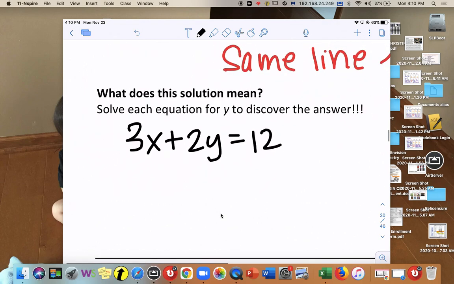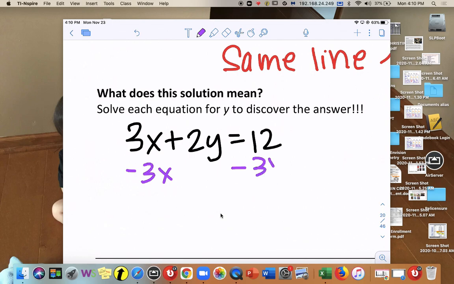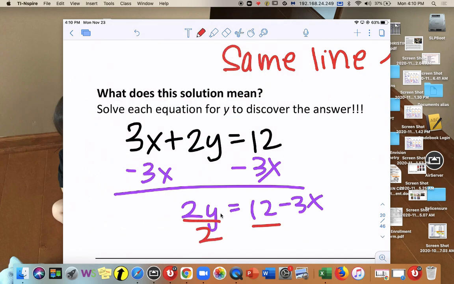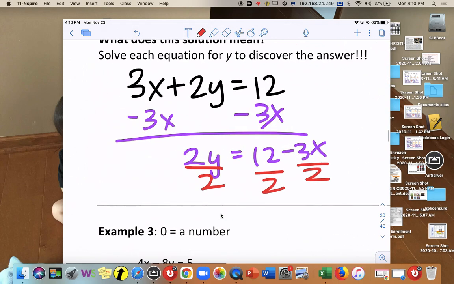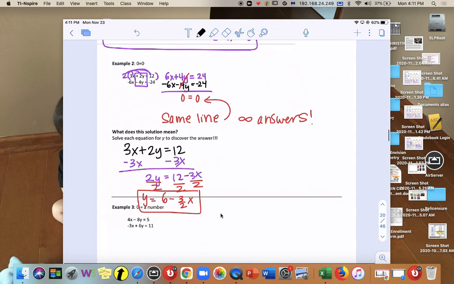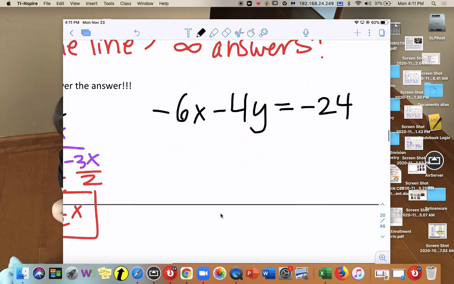So first I'll take this top equation. I'm going to get y by itself, or solve for y. I'm going to subtract 3x from each side. I'm going to get 2y equals 12 minus 3x. I'm going to divide everything by 2 to get rid of this 2 right here. And so my first equation is y equals 6 minus 3 over 2x. So there's my first equation. I'll take my second equation, and that is negative 6x minus 4y equals negative 24. And again, I'm going to get y by itself. So I'm going to add 6x to each side.